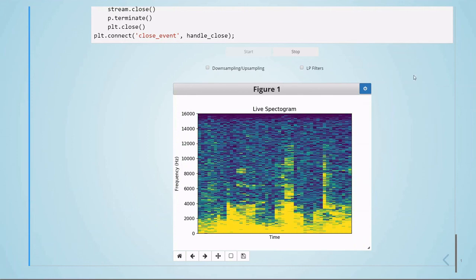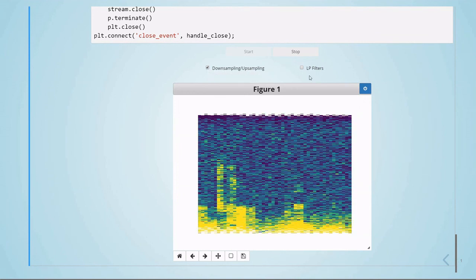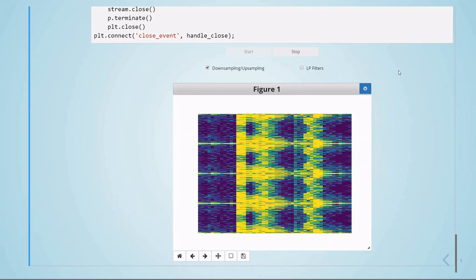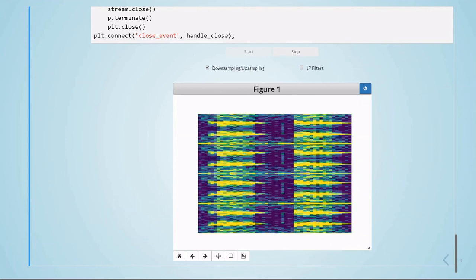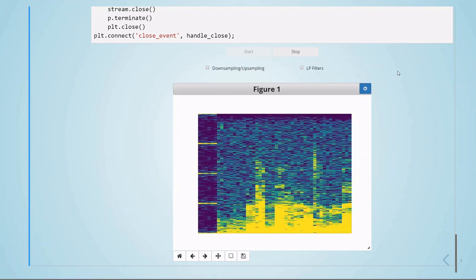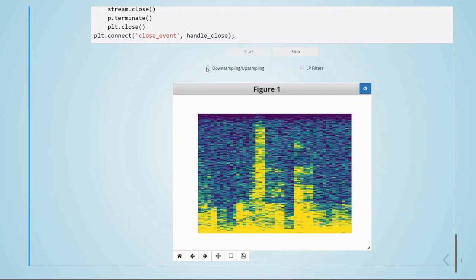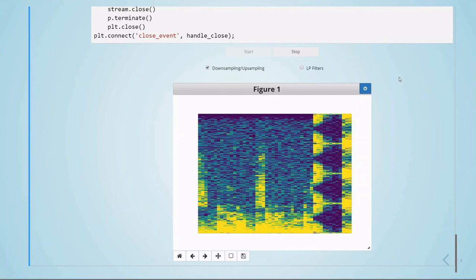So we have our spectrogram. Now we will turn on downsampling and upsampling. At this point, there is no low-pass filtering, and we can see the aliasing components when we have the downsampling and upsampling without the filters.